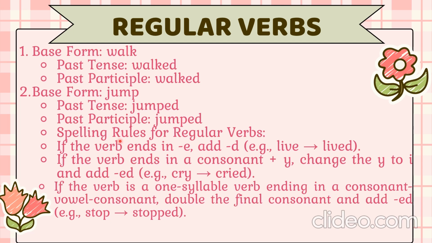So there are some basic rules for regular verbs. If the verb ends in e, add d. For example, live ends with e and becomes lived. If the verb ends in a consonant plus y, change the y to i and add ed. Example: cry becomes cried. If the verb is a one-syllable verb ending in consonant-vowel-consonant, double the final consonant and add ed. So stop ends with a consonant, and you have to double it, pp, and add ed.